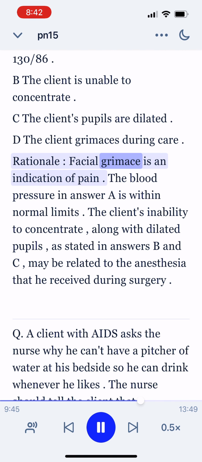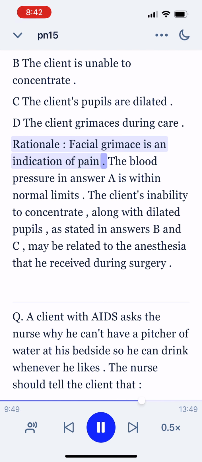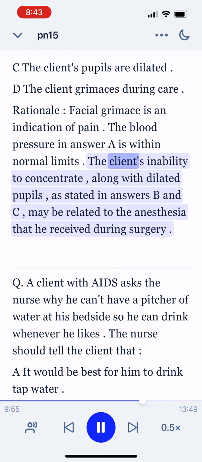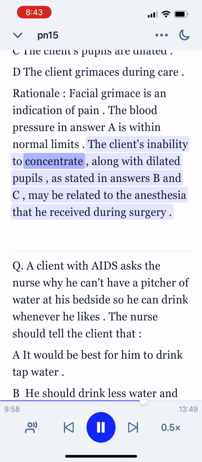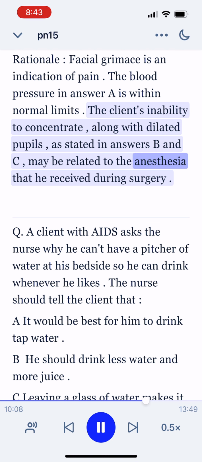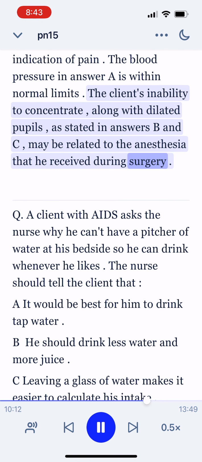Rationale: facial grimace is an indication of pain. The blood pressure in answer A is within normal limits. The client's inability to concentrate, along with dilated pupils, as stated in answers B and C, may be related to the anesthesia that he received during surgery.